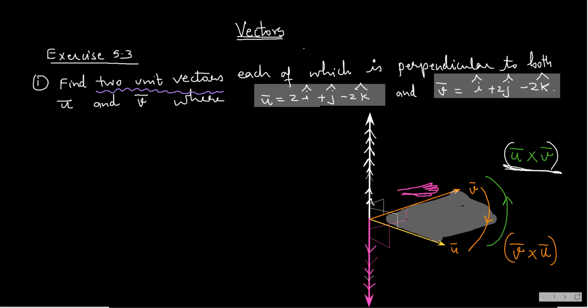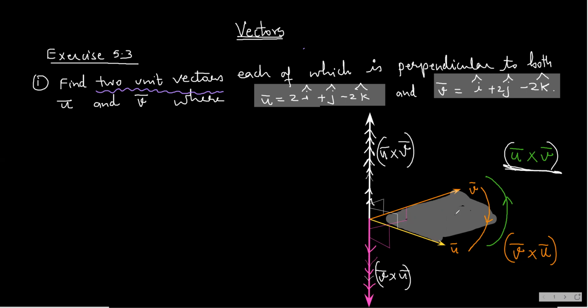So V bar cross U bar is in the direction of this. So here, what is this vector? This vector is U bar cross V bar, and this vector is V bar cross U bar. I will find out these two vectors. They are the two vectors perpendicular to U bar and V bar.